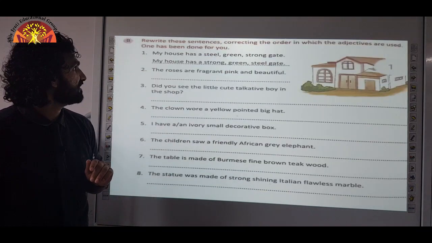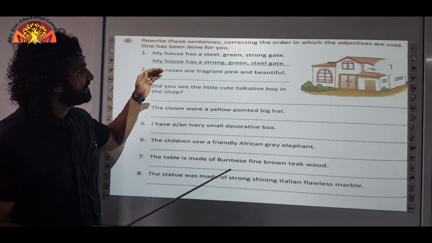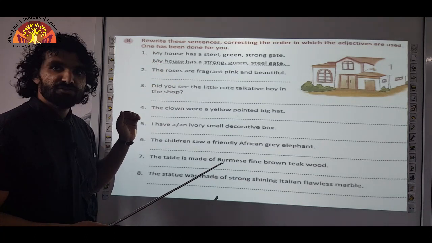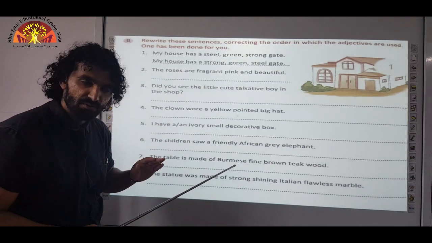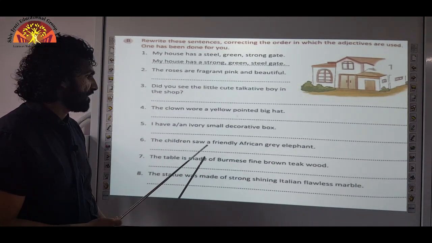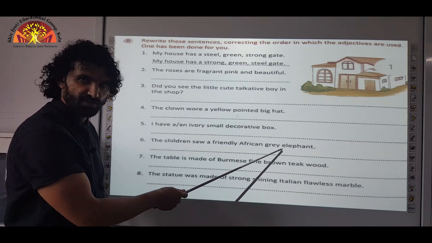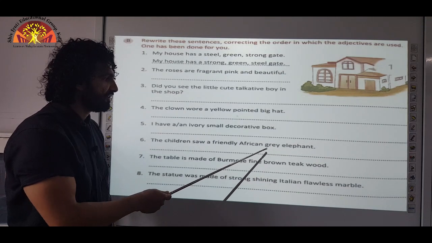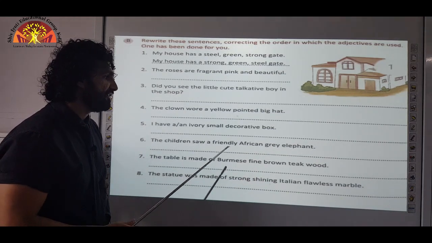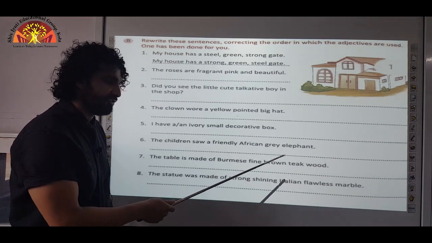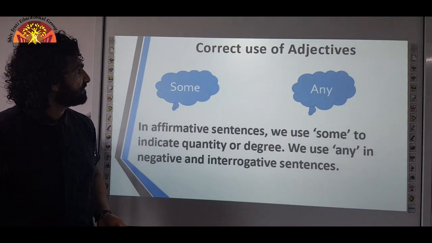We are going to move further now. One has been done for you. My house has a strong green steel gate. I am going to do the sixth one for you, and you will have to do the rest of them on your own. Okay? The children saw a friendly African grey elephant. African nationality is going to go last, and then grey. So it will be something like this: the children saw a friendly grey African elephant. Okay? All the best for this exercise. I hope you will be able to do it well.